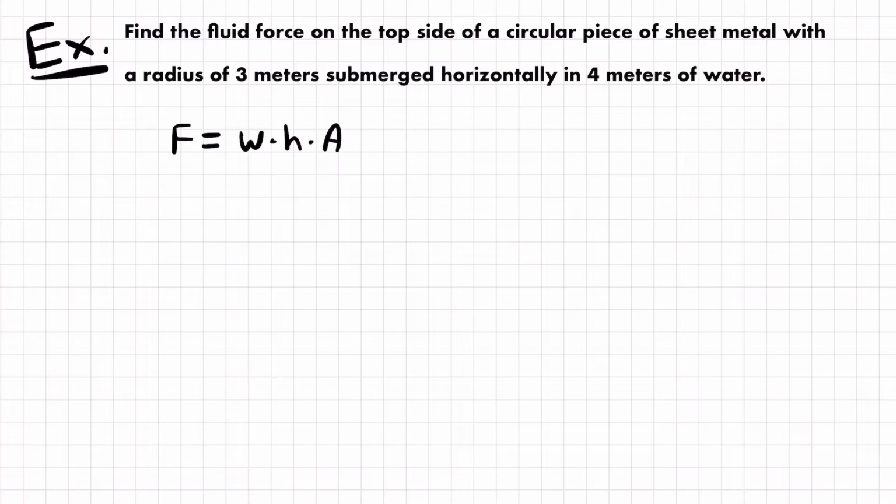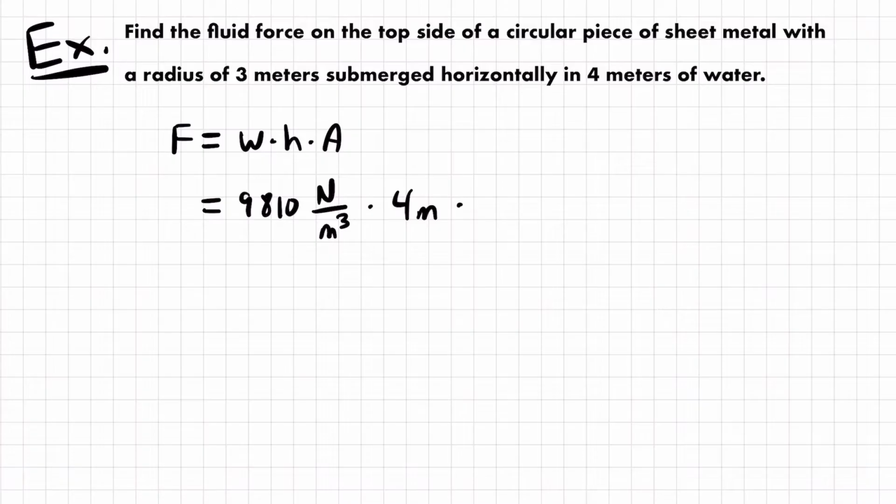Instead, we are going to use the metric system version of that value, which is that the weight density is equal to 9,810 newtons per cubic meter. All right, and so that is the weight density of water when you're working with the metric system, and that's going to be multiplied by the depth. And so we are told that our piece of sheet metal is submerged horizontally in 4 meters of water. So the depth is going to be 4 meters. And that will be multiplied by the area of our surface.